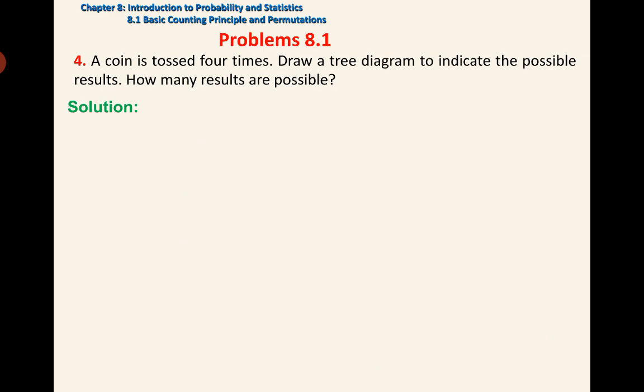Draw a tree diagram to indicate the coin starting point. You are tossing the coin the first time, there may be head or tail. You are tossing the coin the second time, again head or tail. So the first time there will be 2 outputs, again the second time there will be 2 outputs, isn't it? Head or tail.